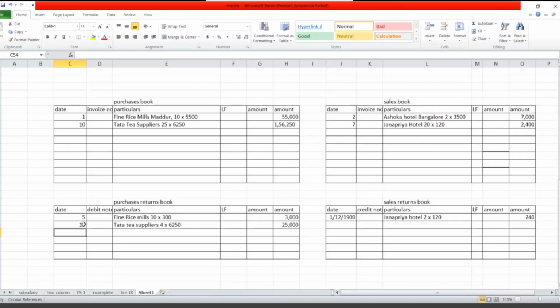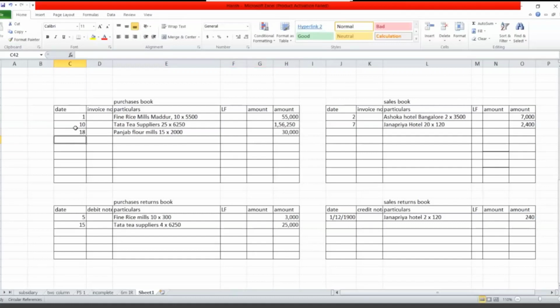Next, on 18th, bought 15 bags of wheat flour from Punjab Flour Mills. So write down on 18th, Punjab Flour Mills. How much? 15 bags. Each bag costs 2,000. So it will be 30,000.